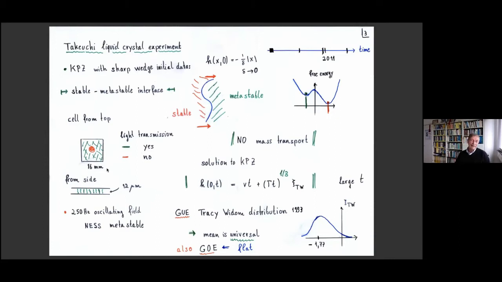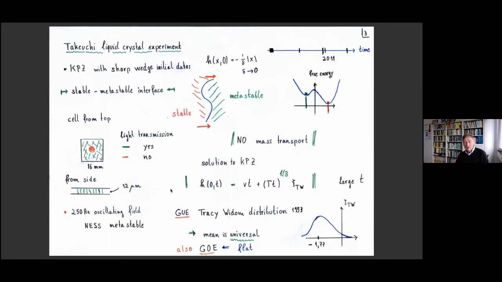And now Kazumasa Takeuchi talked a lot with the engineer. He wanted to find a point in parameter space where you have a nice metastable state. And in fact, what he found is that the best candidate was actually not really in equilibrium, but a non-equilibrium steady state, which is maintained by an oscillating field. But nevertheless, this kind of phenomenology applies. And it's very easy to observe. You just put this under the microscope, in transmission. Then the metastable phase will be light gray, and the stable phase does not transmit light and therefore appears black. So it's very easy to see.